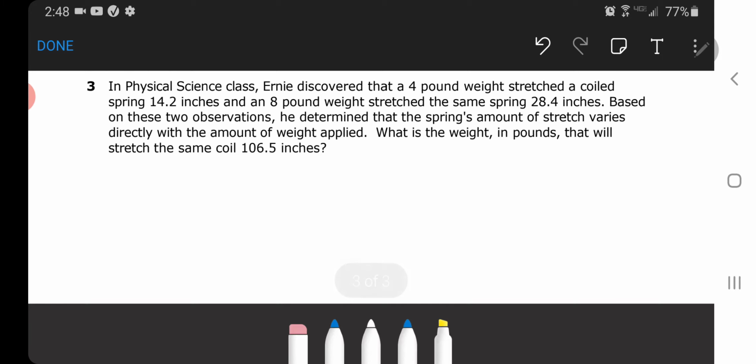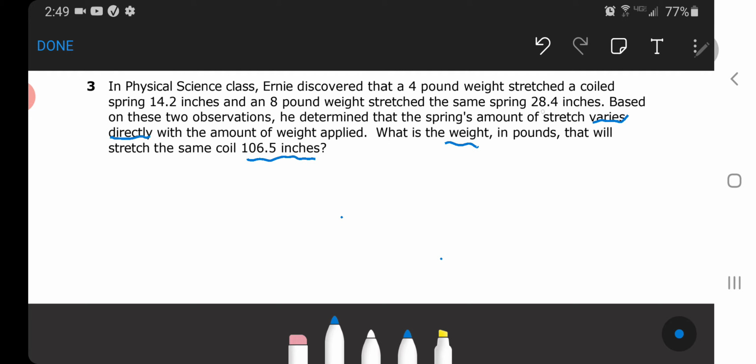It says, in physical science class, Ernie discovered that a 4-pound weight stretched a coil spring 14.2 inches, and an 8-pound weight stretched the same spring 28.4 inches. Based on these two observations, he determined that the spring's amount of stretch varies directly, so again, we hear that keyword, varies directly, with the amount of weight applied. What is the weight? So we want to find the weight in pounds that will stretch the same coil 106.5 inches.